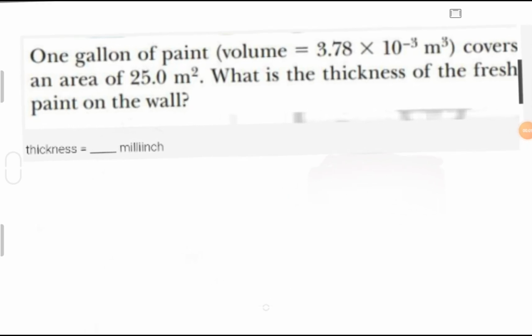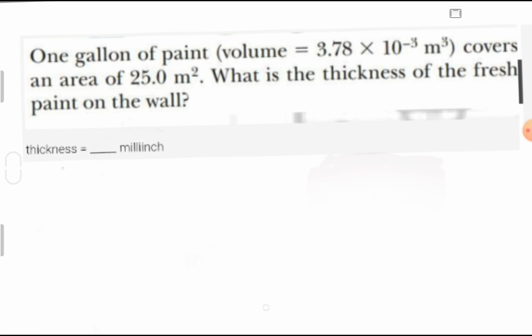So let us solve another problem involving your quiz. One gallon of paint with a volume equal to 3.78 times 10 raised to negative 3 meter cube covers an area of 25 meters square. What is the thickness of fresh paint on the wall?